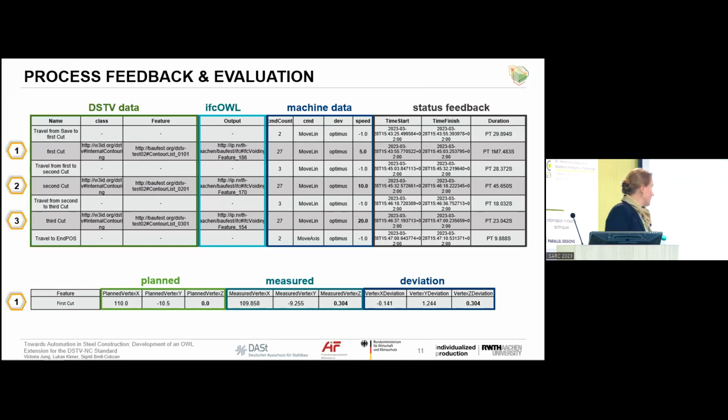So as you can see here, this is an overview of the table. But you can see we integrated every information into the ontology. So you have the existing DSTV data for these 3 cuts. As you saw in the video, we have the 3 hexagons in the beam. We also have the link to the IFC OWL, so which voiding feature the information belongs to. We have the speed of the machine. We have when it was fabricated. So all the information is now in one single source. And we also have the information about the planned and measured parts of the hexagon and the deviation.